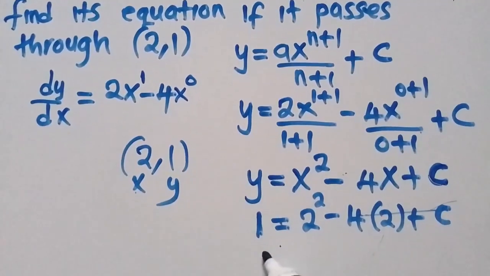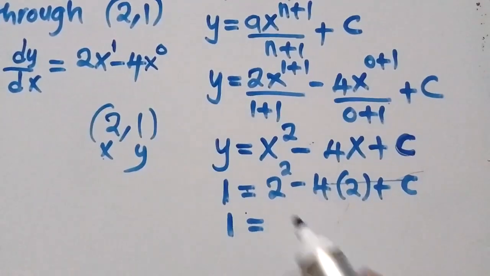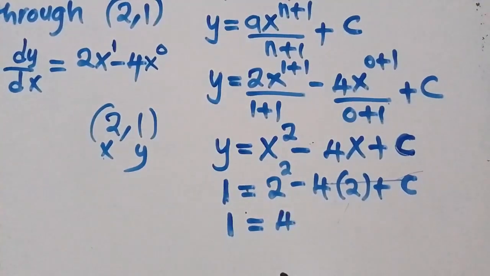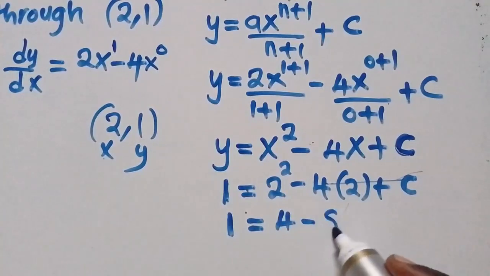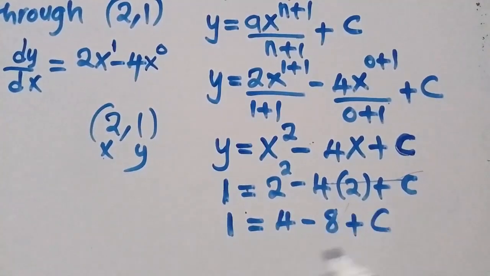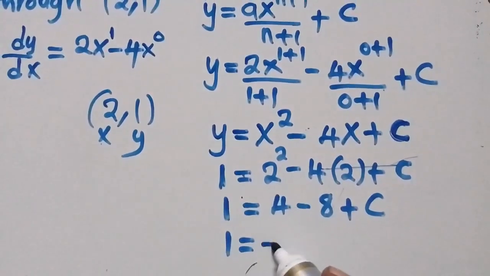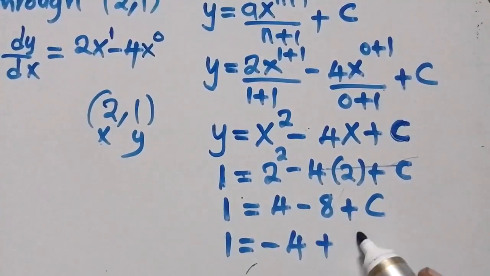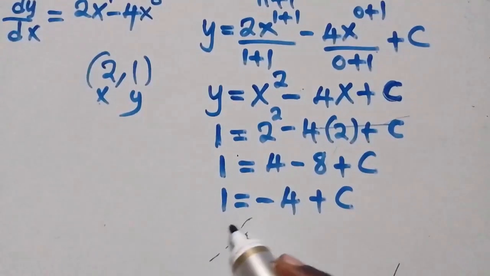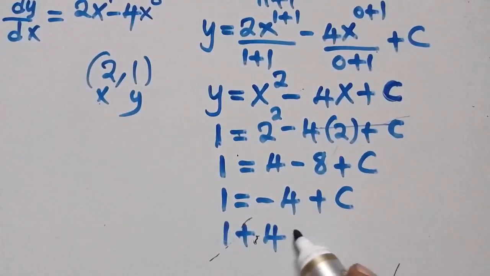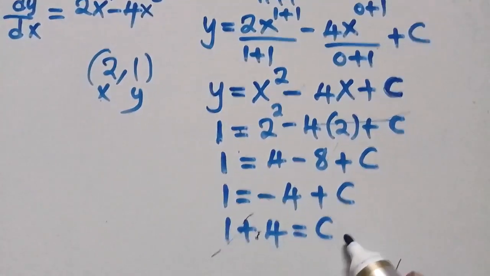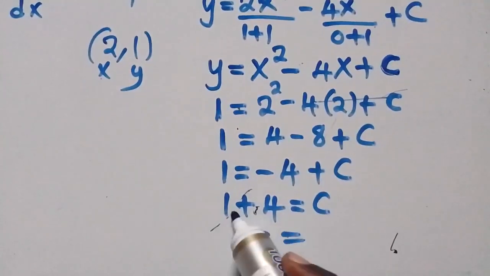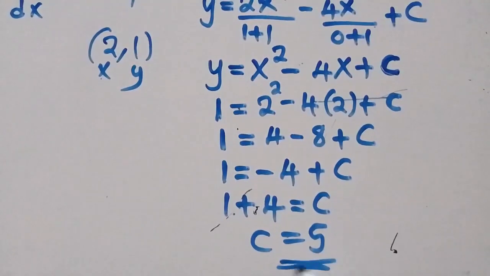So 1 is equal to what? This is 4, have you seen that it is 4? Minus, here you are going to get 8, plus c. So 1 is equal to negative 4 plus c, since 4 minus 8 is negative 4. This one goes to that side: 1 plus 4 is equal to c. In other words, c is equal to 1 plus 4, which is 5. We found c. c is 5.